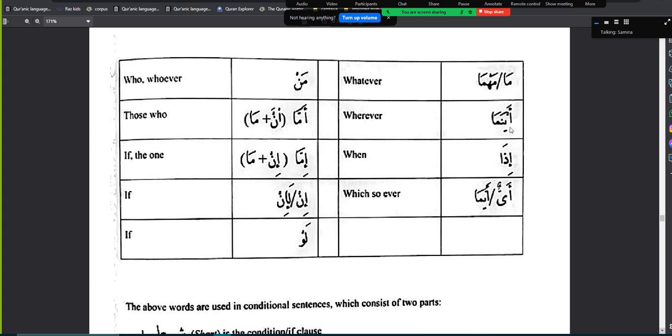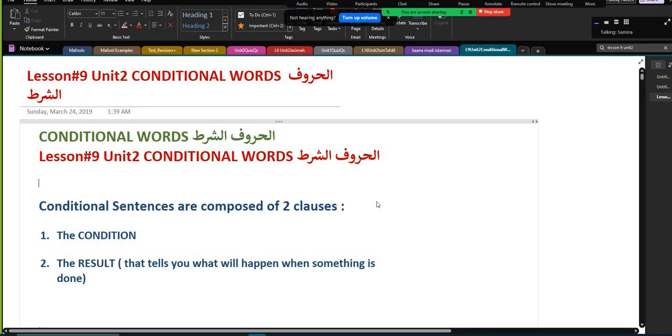We already learned aina. Aina is a question word. So if it is ainama, it's wherever. And ma also is a question word. If it is ma or mahma, then it is whatever. Ida is when, and ayu or ayuma is whichsoever. So these were the conditional particles which we learned from the book.